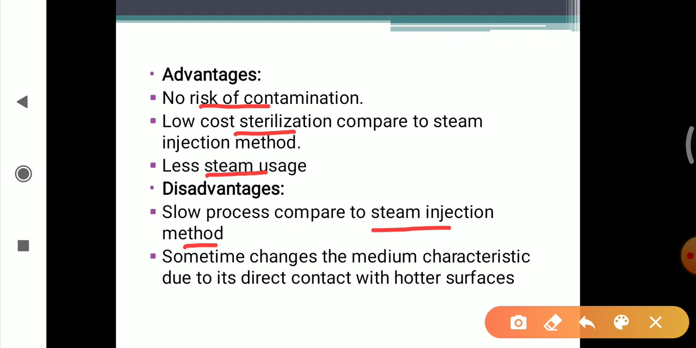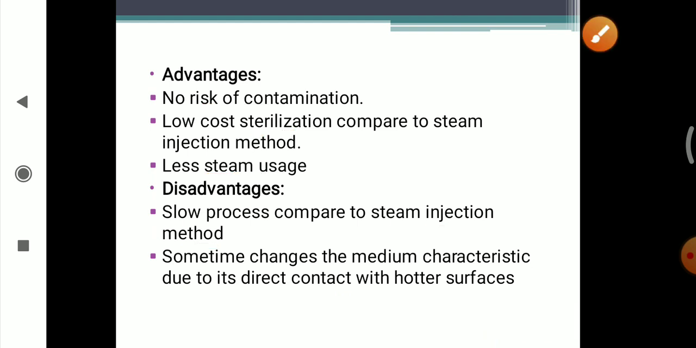Sometimes the medium characteristics change due to direct contact with hotter surfaces. When the medium is in direct contact with the heated plate or hotter surfaces, there are chances that the medium's characteristics might get changed. These are the disadvantages of the indirect heat exchanger.